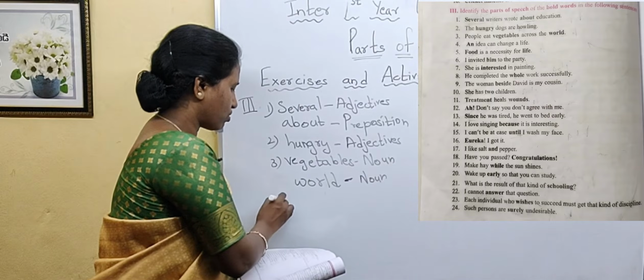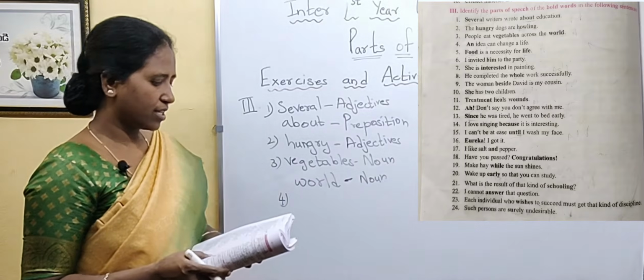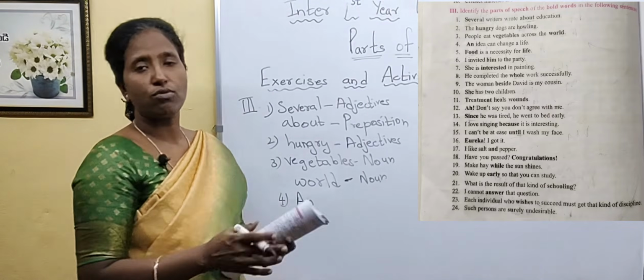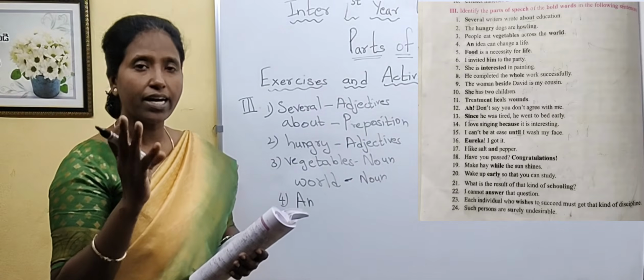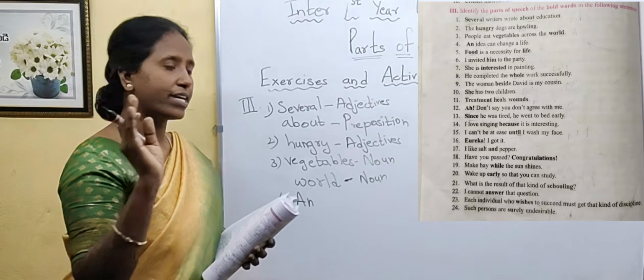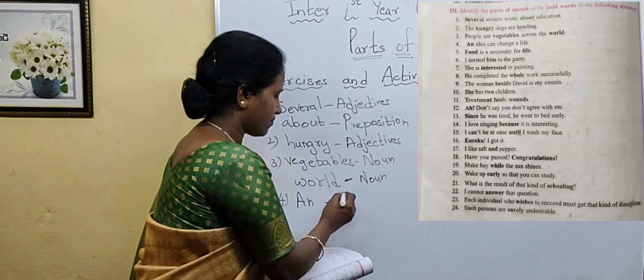Now we will go to the fourth one. An idea can change a life. Here the word an is in bold letters. An, a and the, these three are articles and they are always adjectives. So an is an adjective.